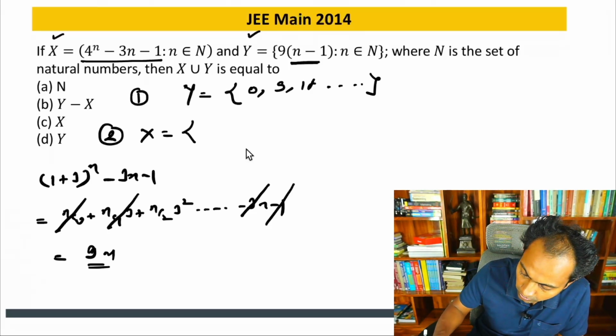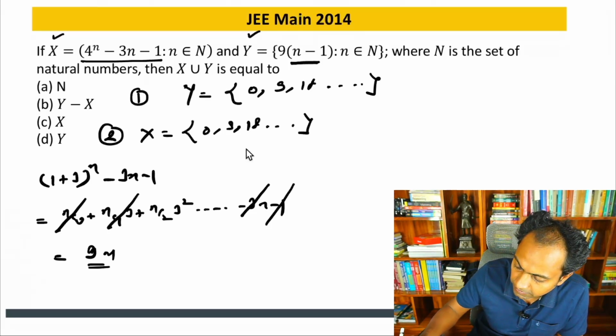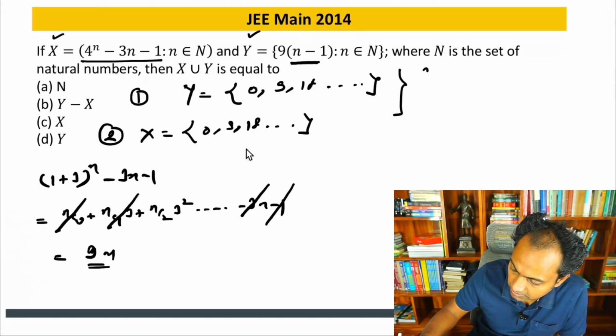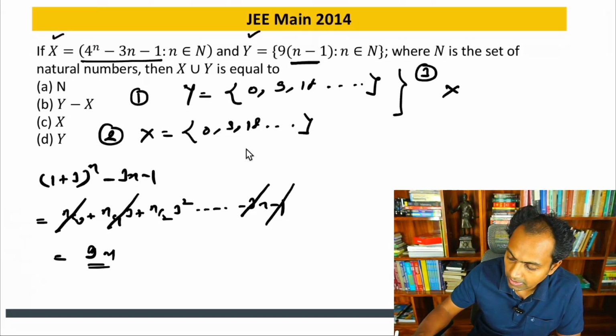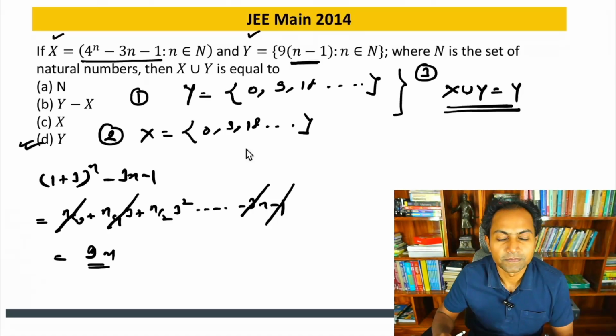This can also be written as nothing but 0, 9, 18 in simpler terms. So now if I find the union of both the sets in the third part, X union Y will also become equal to Y only, and hence option D matches.